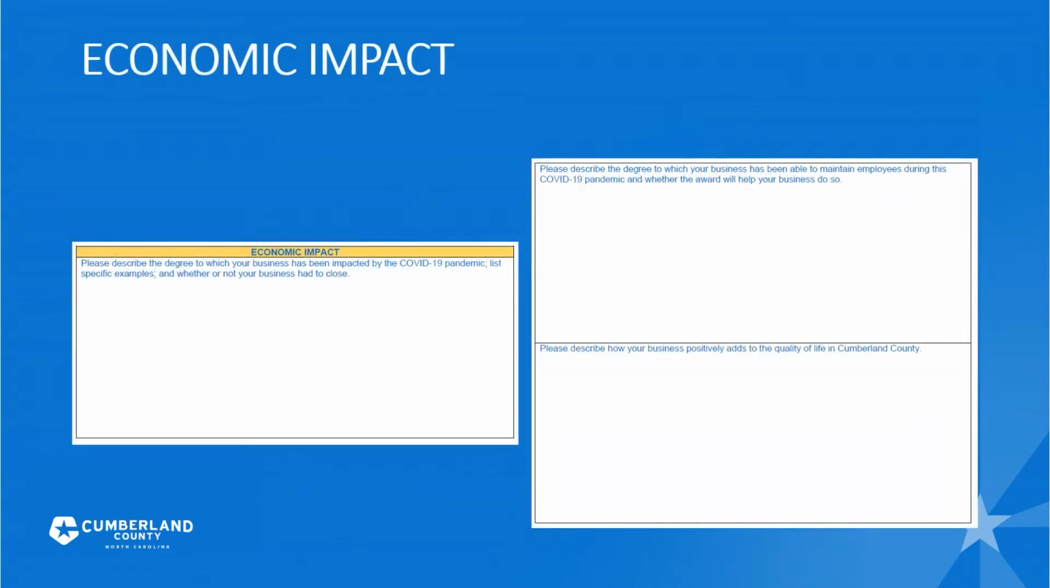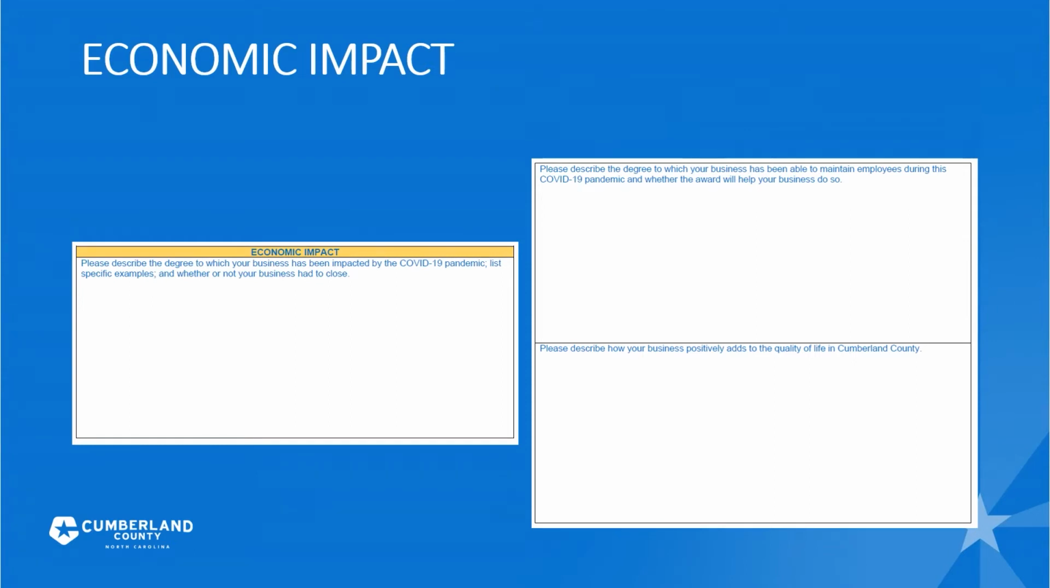The next section is the economic impact section, and it asks the question, please describe the degree to which your business has been impacted by the COVID-19 pandemic. List specific examples and whether your business had to close. So this section is very helpful to us in determining your need and if you had a business close due to the pandemic, which is something that you may not have had any control over.